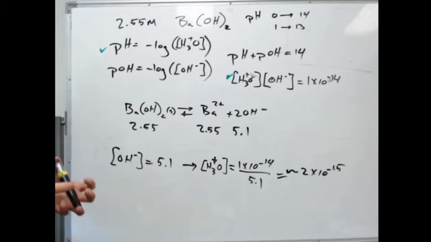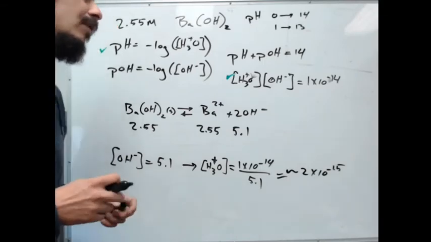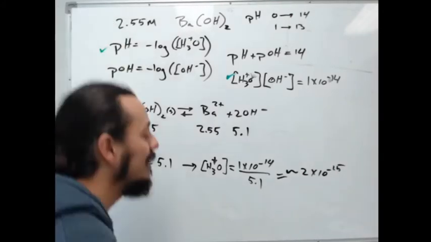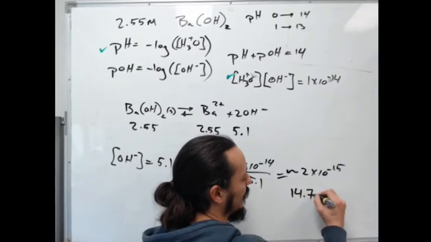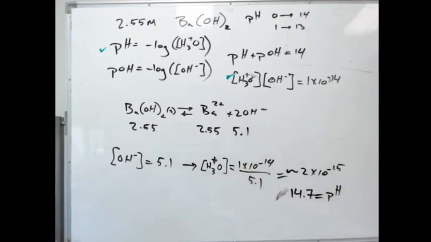So, 2 times 10 to the minus 15 is our H3O+ concentration. We take the negative log of that, and we're going to get something like 16.1 for our pH. 14.7. I went the wrong direction again. Our pH is 14.7. Ta-da! What went wrong? What approximation?